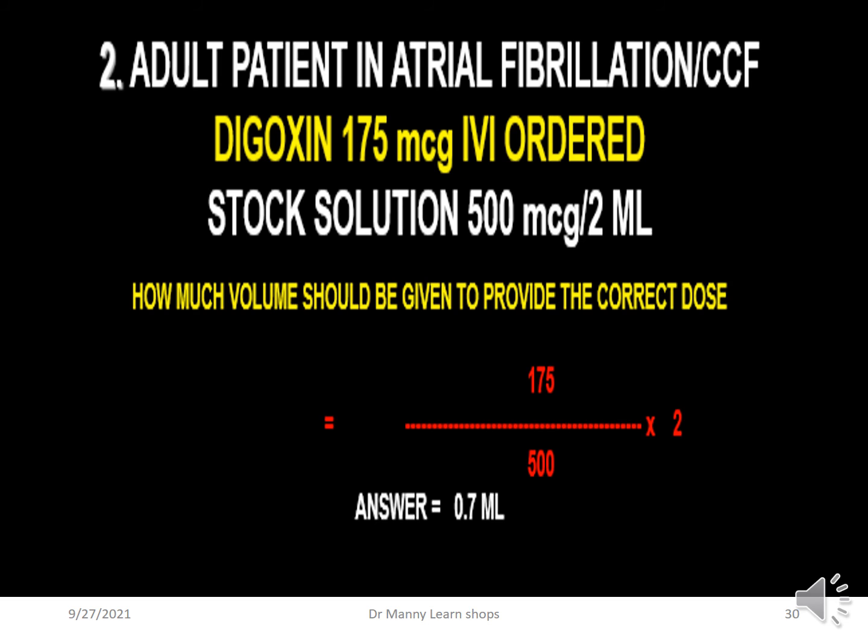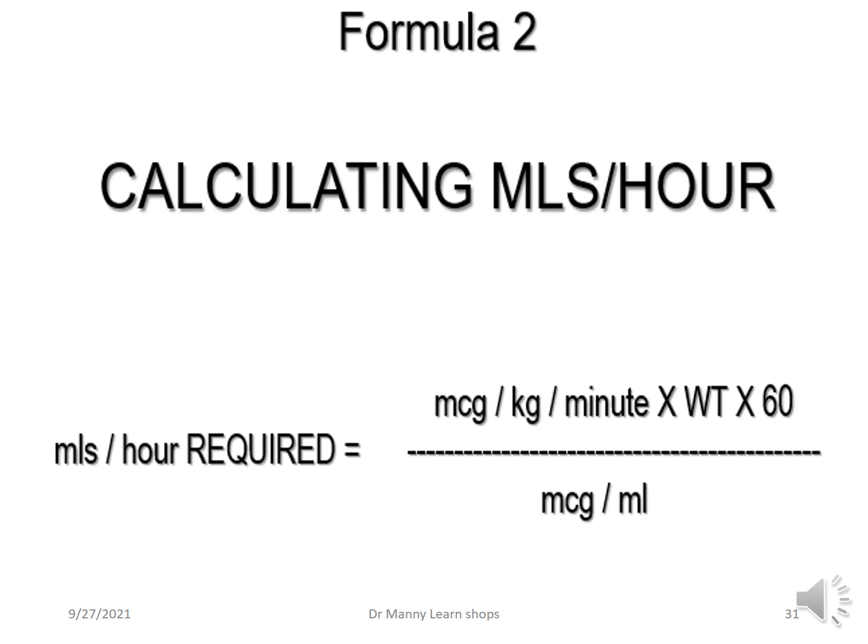The solution is 175 divided by 500 multiplied by 2, so the answer is 0.7 mils of that dose. Volume should be provided. If we look at formula 2, calculating mils per hour, this formula is mils per hour required equals micrograms per kilogram per minute multiplied by weight and 60 minutes, 1 hour, divided by micrograms per mil. That's the formula.